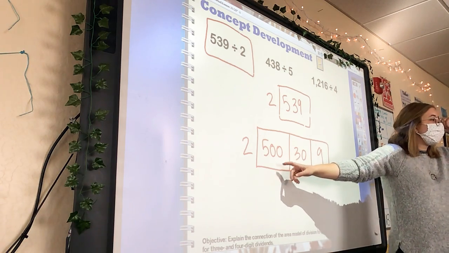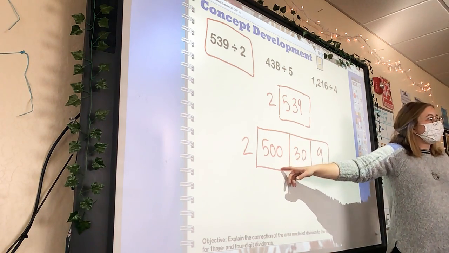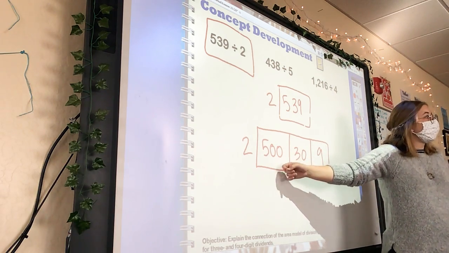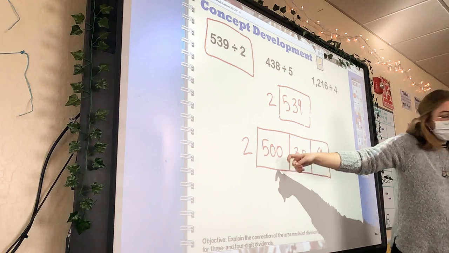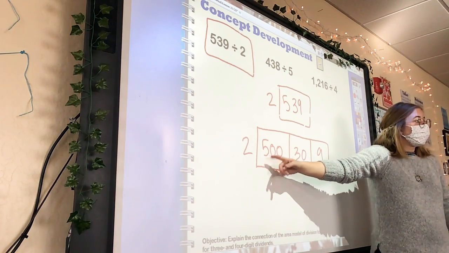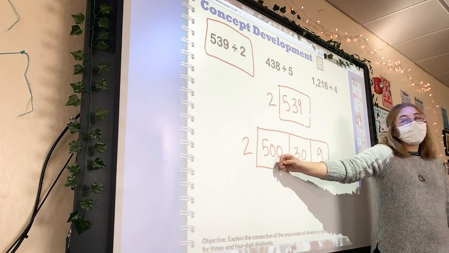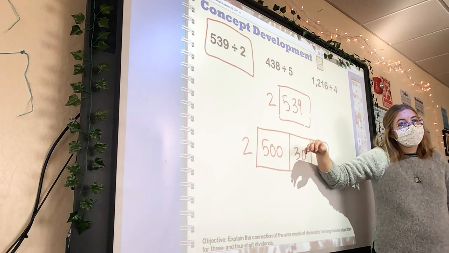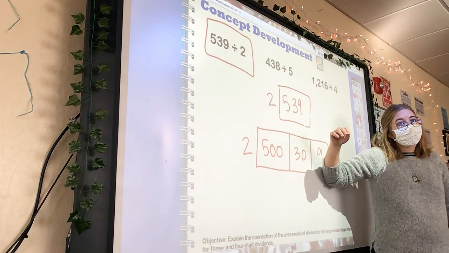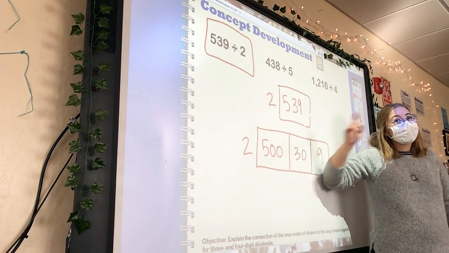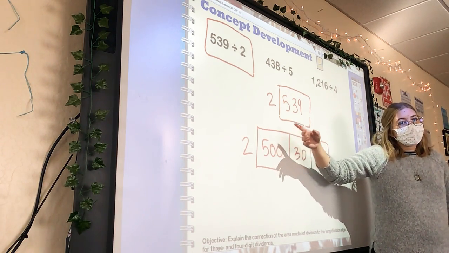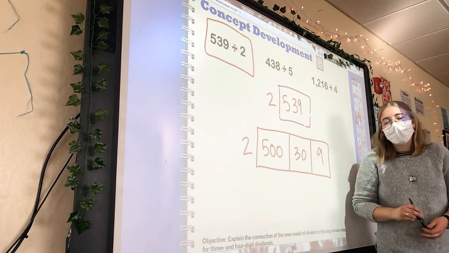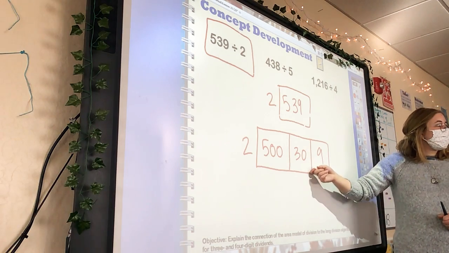Can 500 be divided by 2? Yes. Friends, any number ending in a 0 is even, so it can be divided by 2, okay? Even though it has a 5 in the beginning. Can anyone think about what 500 divided by 2 might be? Noah, what do you think? 250. Good. Okay. Friends, can 30 be divided by 2?